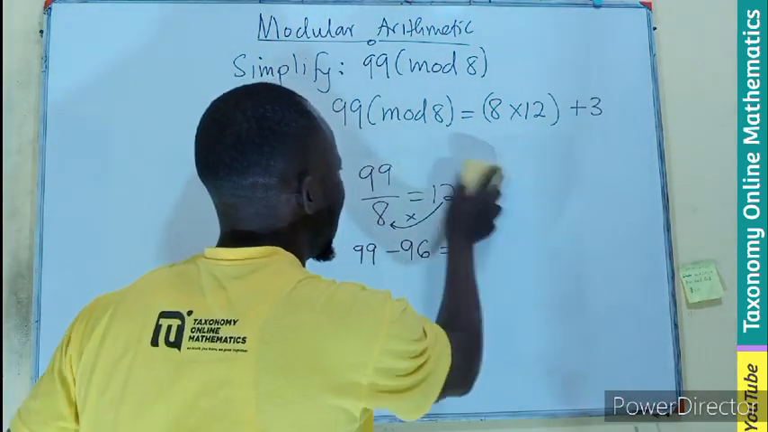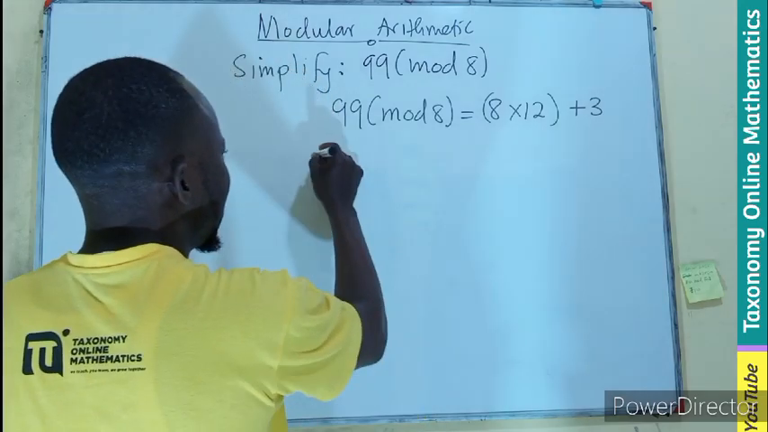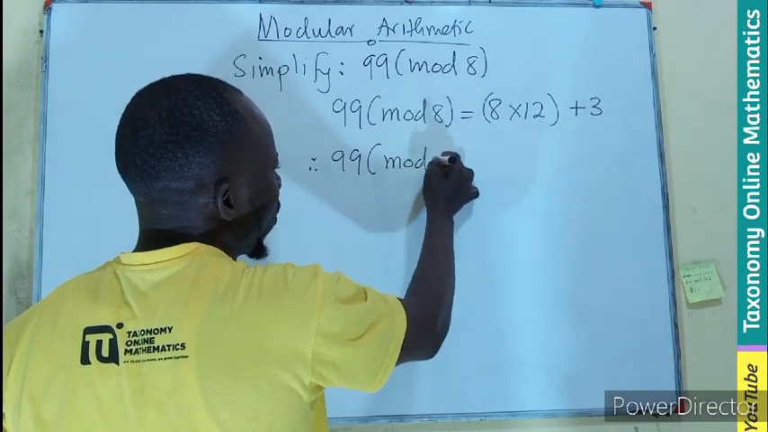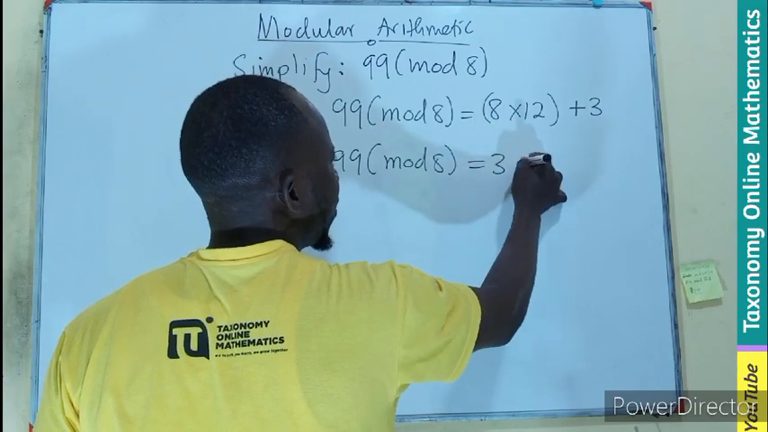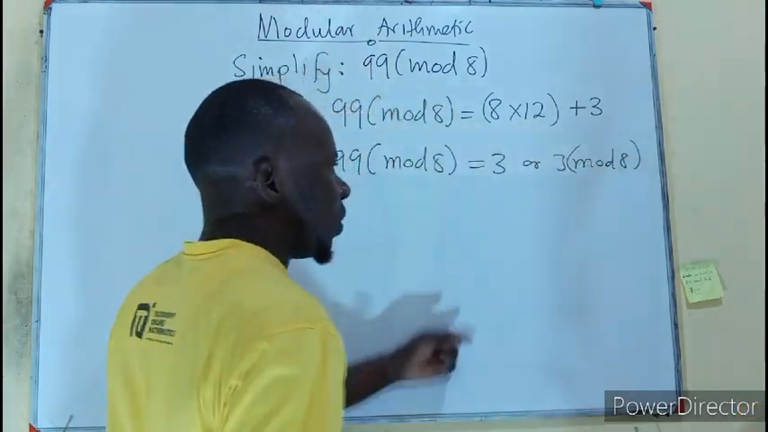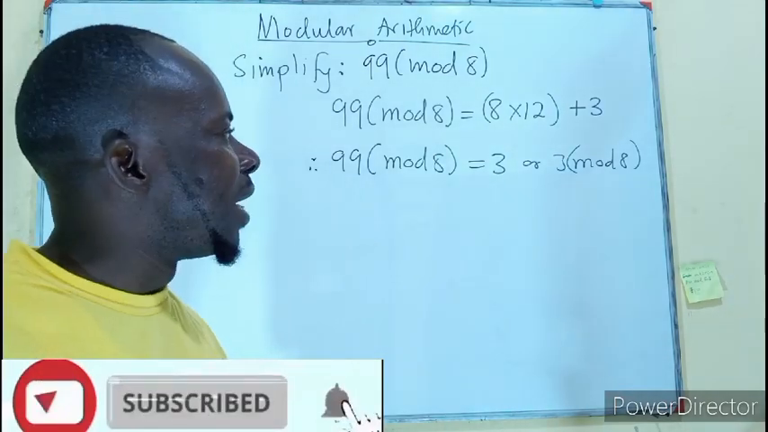So in this case, we can only say that, therefore, our 99 in mod 8 is going to be 3, or 3 mod 8. We can write 3 or 3 in mod 8.